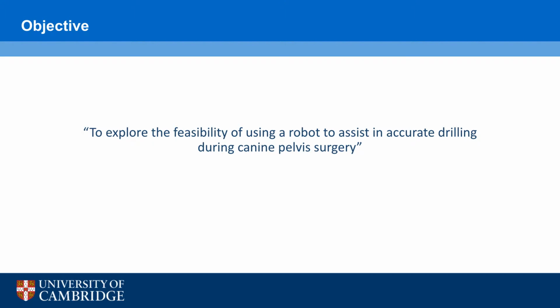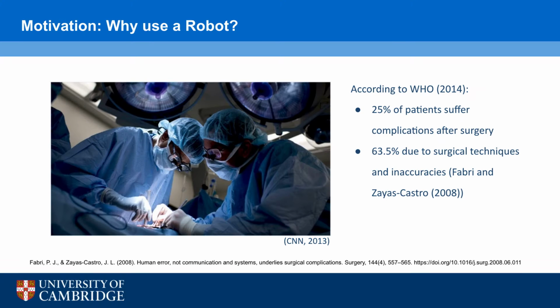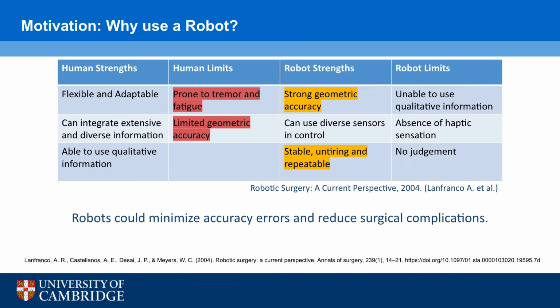So the objective is to explore the feasibility of using a robot to assist in accurate drilling during canine pelvis surgery. So why use a robot? Well, according to the World Health Organization, 25% of patients suffer complications after surgery, of which 63.5% are due to surgical techniques and inaccuracies. Now, of course, these inaccuracies arise because we as humans are limited.